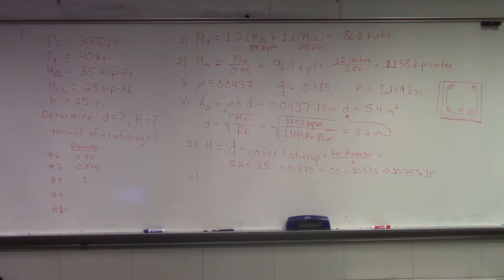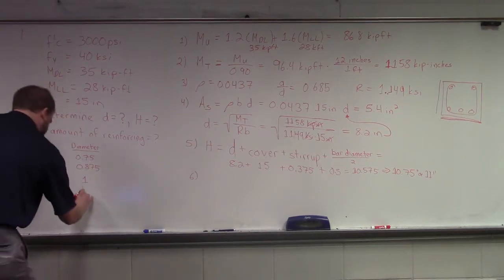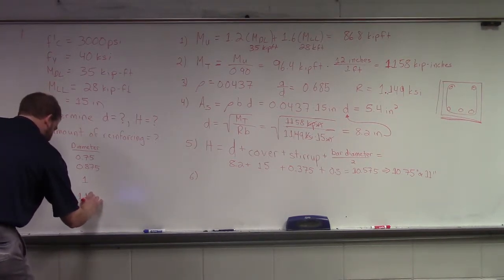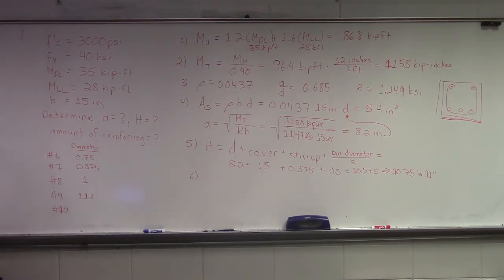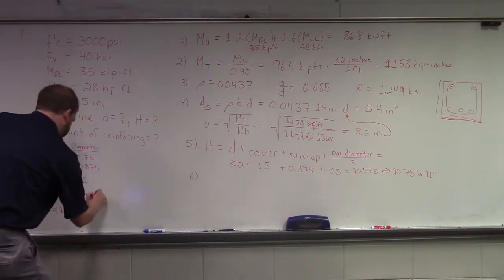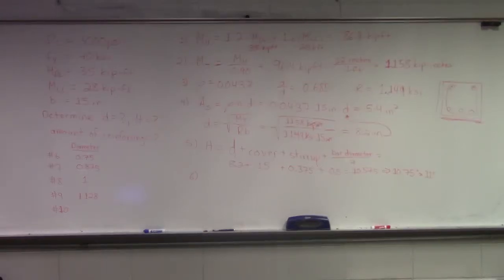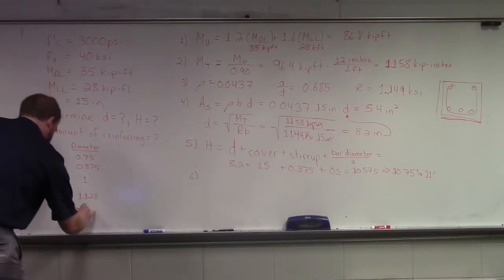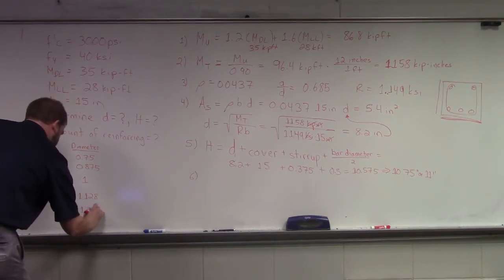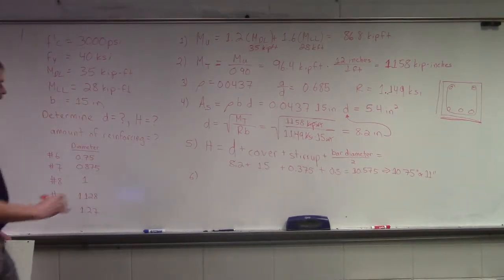What about number 9 bar? Inch and an eighth. It ends up being a little bit larger than an inch and an eighth. What does the number 10 bar end up being? 1.27, right? Okay, and what are our areas?